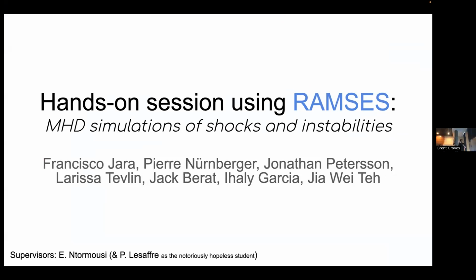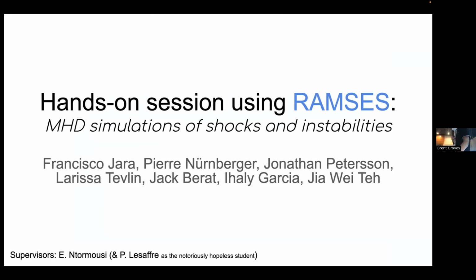Hello, everyone. We are Group 1, and we will be talking about the Ramses code. It's basically a code that typically simulates shocks and instabilities. In the following 10 minutes, we'll be showering you with a lot of movies and simulations, so just grab your water bottle, popcorn, and enjoy.